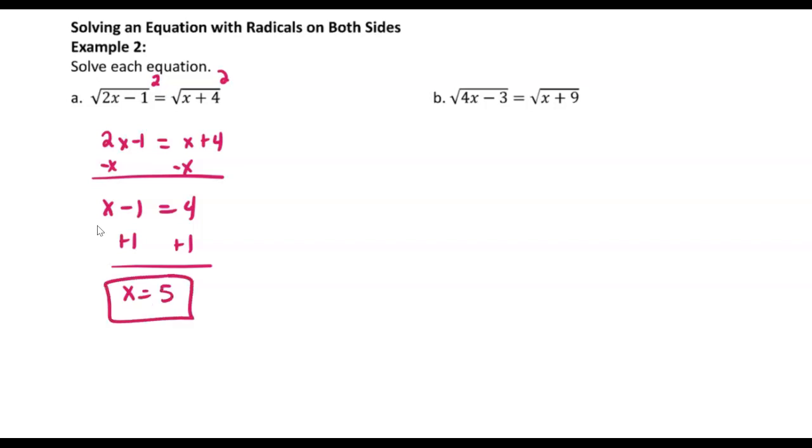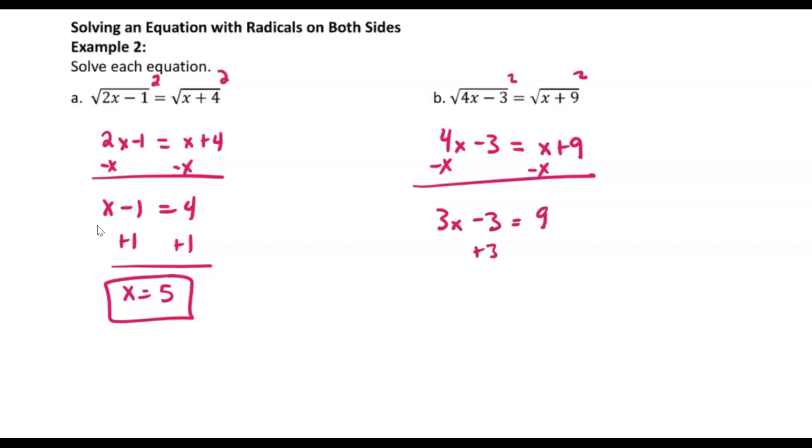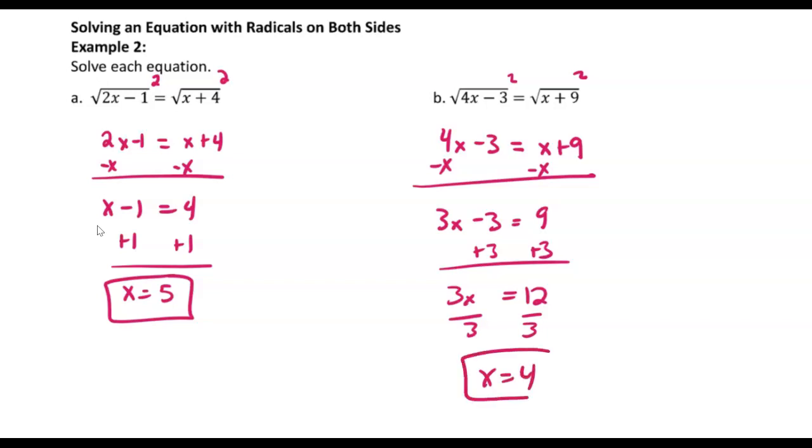Okay, so on this one, there are square roots on both sides, so just square both sides. You get 4x minus 3 equals x plus 9. Subtract the x, so you get 3x minus 3 equals 9. Add the 3, and then divide by the 3 that's by the x. So I get 3x equals 12, divide by 3, x equals 4.